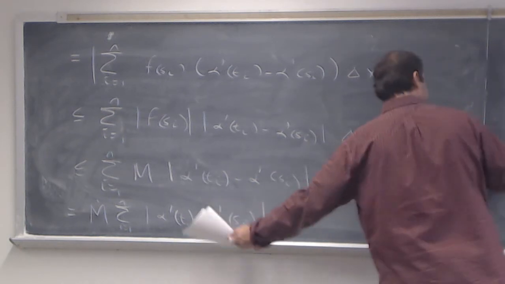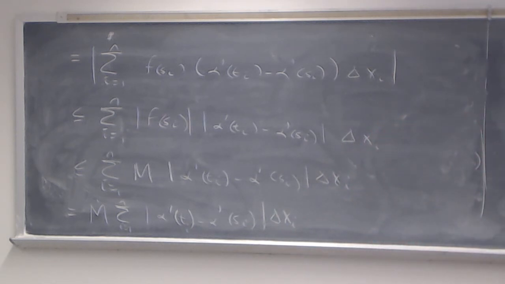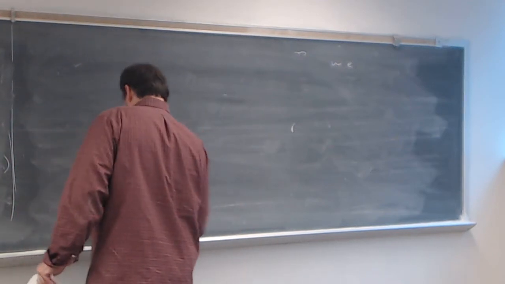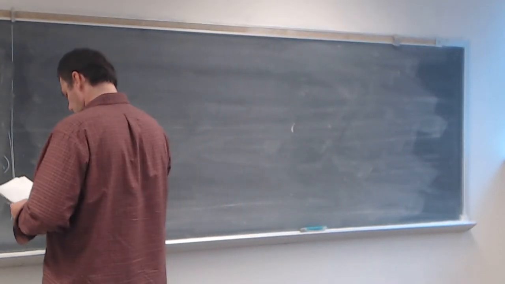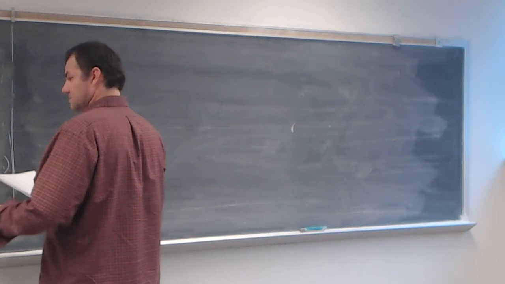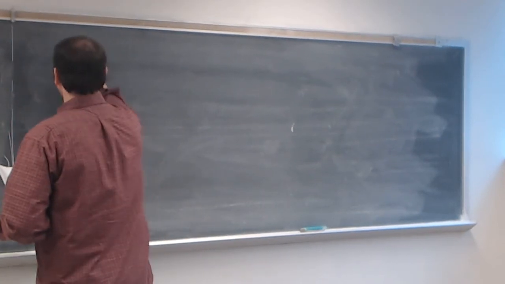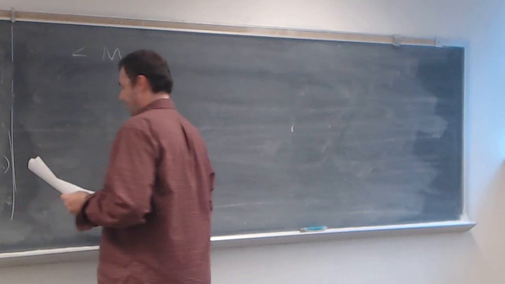But I know this part's less than epsilon, so I think that's going to be able to help us. And that is indeed what we're going to do next, is make that substitution for epsilon. So that sum, this particular sum, was less than epsilon. So we have that this is less than m times epsilon.